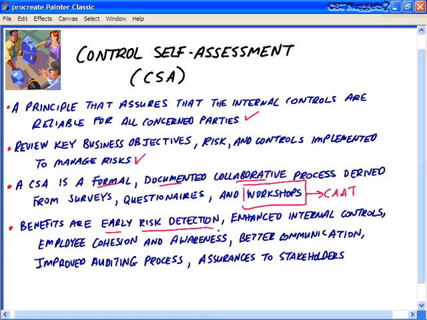Benefits to control self-assessment are early risk detection, before the problem rears its ugly head. Enhancing the internal controls, getting the best controls possible. Cohesion, okay? Employee cohesion, buy-in from management, awareness through training, better communication through self-assessment. Improving the auditing process is the long-term goal. And, of course, the people who have the bottom line, the ones who are spending all the money on this, the ones that have the most to lose, we want to assure them that we have the best processes in place, the best auditing procedures in place to give them the best results. So control self-assessment is a major aspect of audit planning and audit deployment.